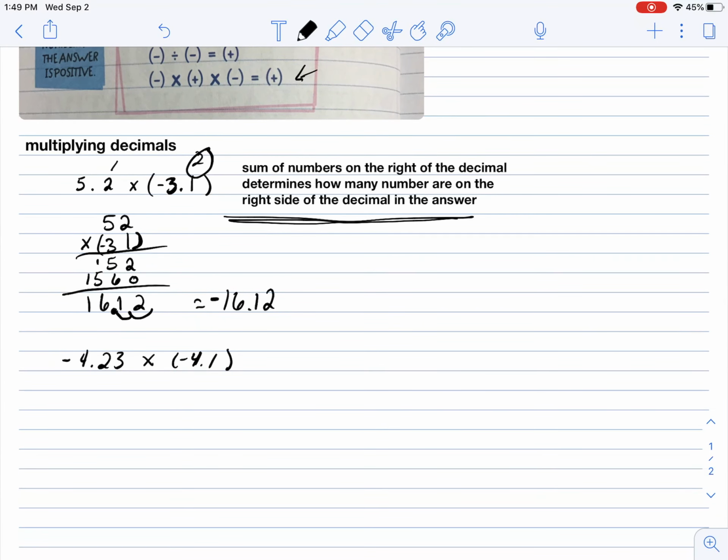Okay, so next problem, negative 4.23 times negative 4.1. So right here we have 2 and we have 1, so our answer is going to have 3 numbers after the decimal, or we're going to bring the decimal in 3 places. Okay, so now we also have two negatives, so an even number of negatives, so our outcome is going to be positive. So I'm going to rewrite these without the decimal, and then go through the multiplication again.